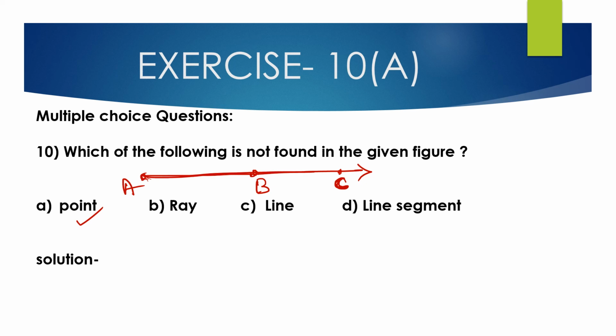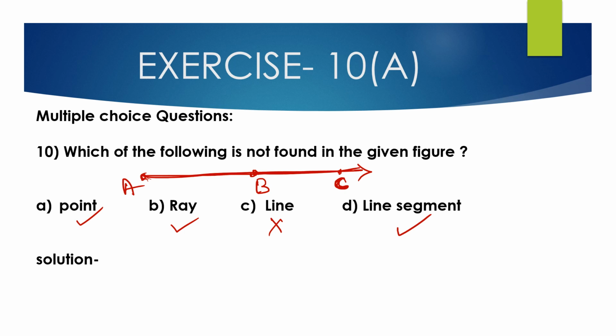Ray. Here BC is a ray. So ray is also present. AC and BC are rays. And C, line. In this figure there is no line because here A is not extended on this side. So a line is not found in the given figure. And line segments: AB is a line segment, BC is a line segment, AC is also a line segment. So this is also present.